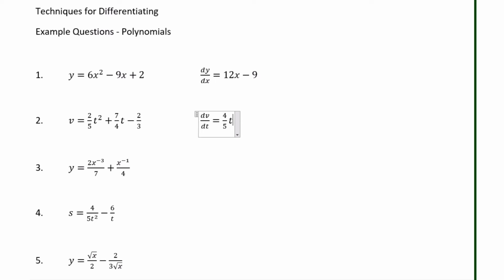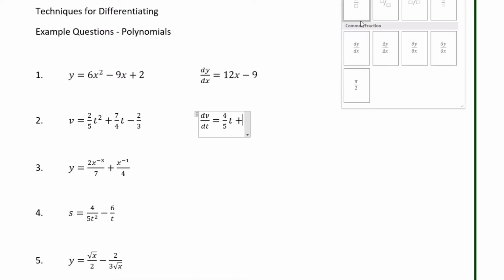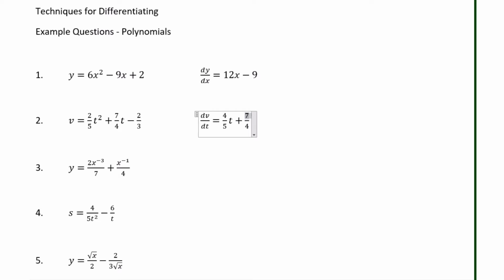The second term, it's 7 over 4t. Now 7 over 4t is just a bit like 9x really. We just need to get rid of the variable. It just becomes plus 7 over 4. So I'll just put that in. And then finally, the last term is just a number. It's minus 2/3, and minus 2/3 just is a number, so it just disappears. So the answer to question 2 is just dv by dt equals 4/5 t plus 7 over 4. Right, question 3. Again, a little bit harder.